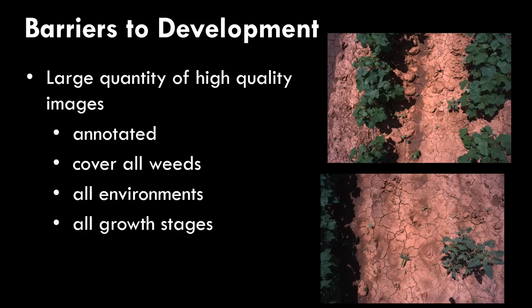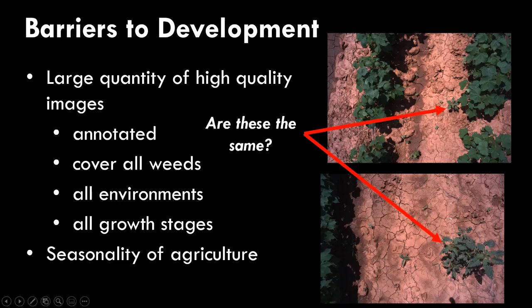And then there are the growth stages of the crop, growth stages of the weed, and of course the seasonality of agriculture. So we only have one chance every year to really pick out each of those different growth stages of the weeds in each of the crops. And with things like growth stages, well, are these two weeds really the same?